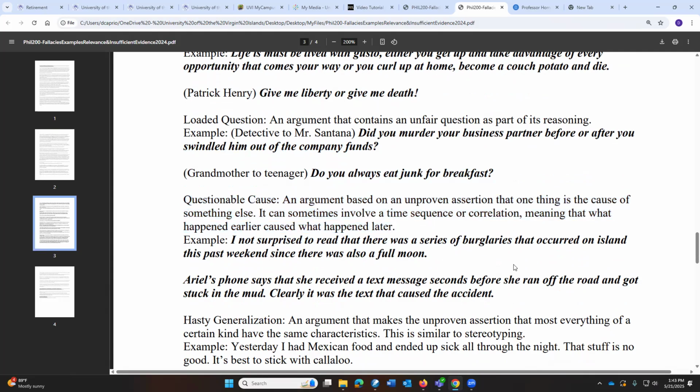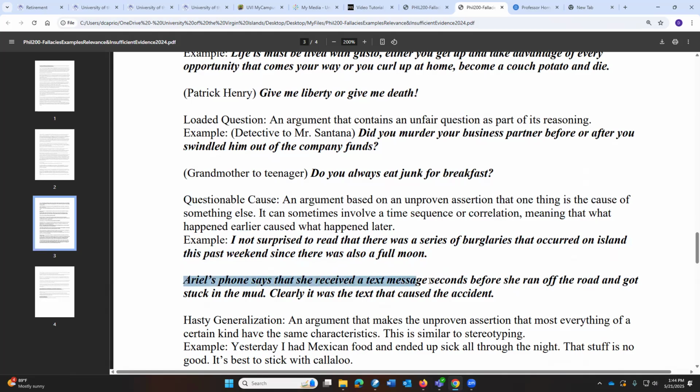Right? Now, sometimes, if we're trying to figure out what caused something, we can look at what happened first, but that's not always going to be the case. I am not surprised to read that there was a series of burglaries that occurred on the island this past weekend. It says there was also a full moon. Well, okay, what about the times that there is a full moon and there isn't a rise in burglaries? Okay, so people use a full moon to explain a lot of things, but there really isn't any good, valid reason to believe that full moons have any effect on people's actions.